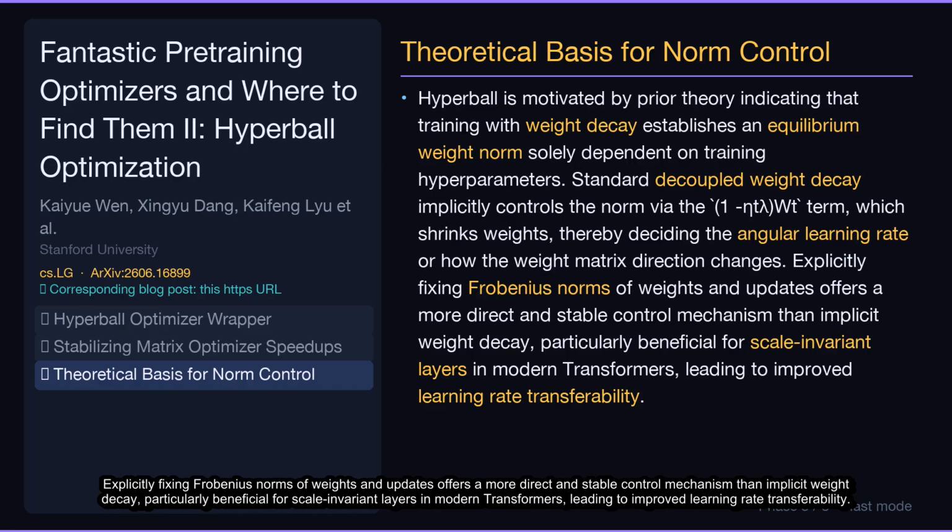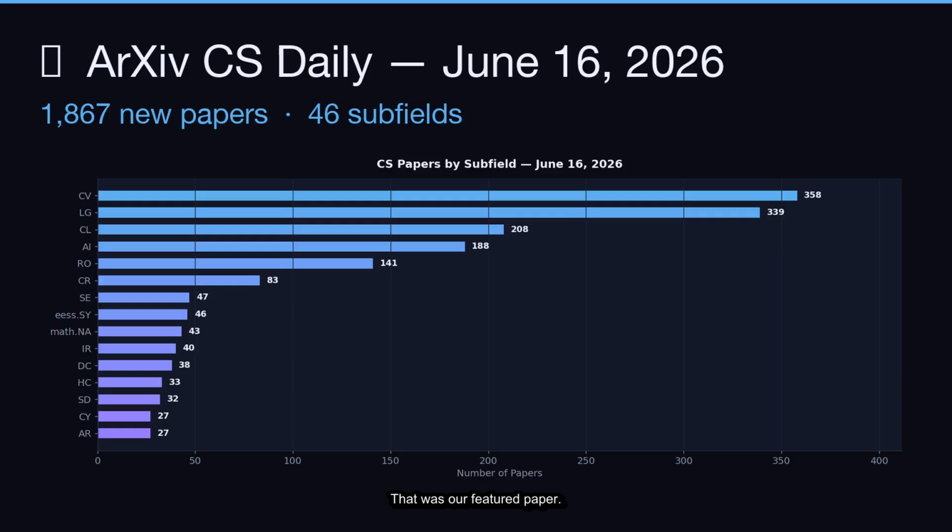Explicitly fixing Frobenius norms of weights and updates offers a more direct and stable control mechanism than implicit weight decay, particularly beneficial for scale-invariant layers in modern transformers, leading to improved learning rate transferability. That was our featured paper.